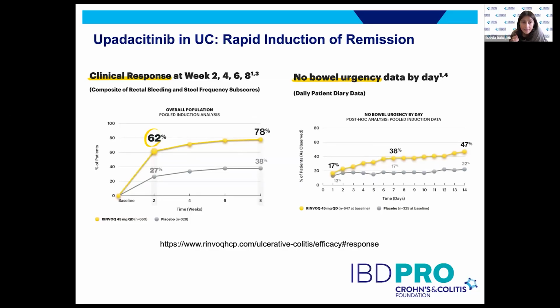And then you can see on the left their clinical response at week 2, 4, 6, and 8. This is a composite of rectal bleeding and stool frequency subscores. And again, you can see by week 2, there was a really quite impressive separation between the drug and placebo, of 62% of patients seeing improvement in rectal bleeding and stool frequency versus 27% on placebo.